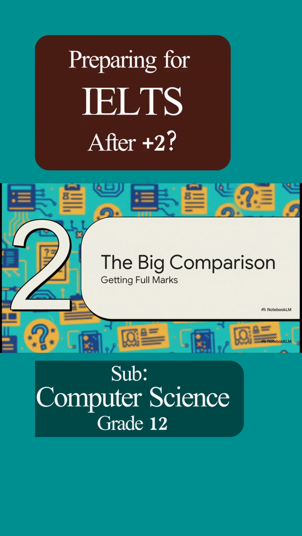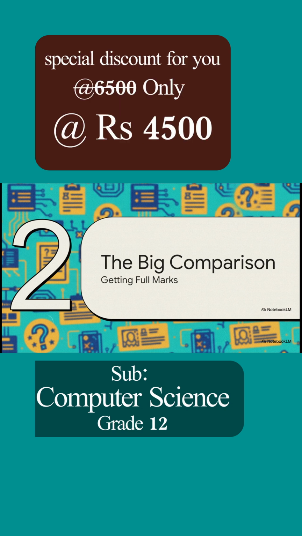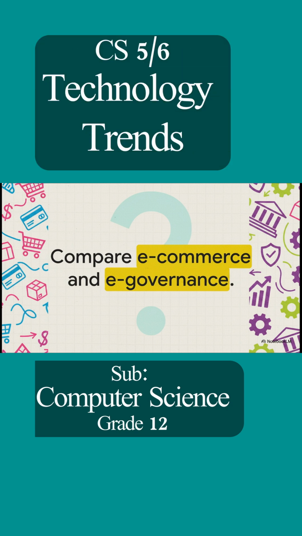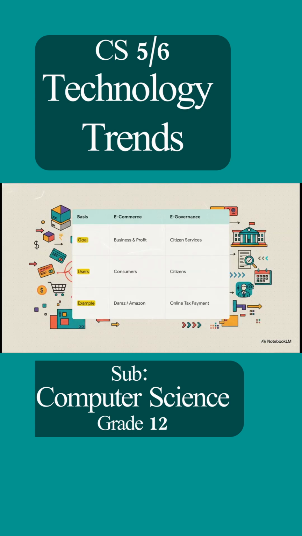Now let's take what we've learned and apply it to a super common exam question. Seriously, this one comes up all the time. If you nail this, it's pretty much guaranteed full marks. You ready for this? And here it is. You've probably seen this in past papers. Compare e-commerce and e-governance. So what's the secret to a perfect answer? How do we make sure we get every single point? The absolute best way to answer this? A simple table. Let's break it down.